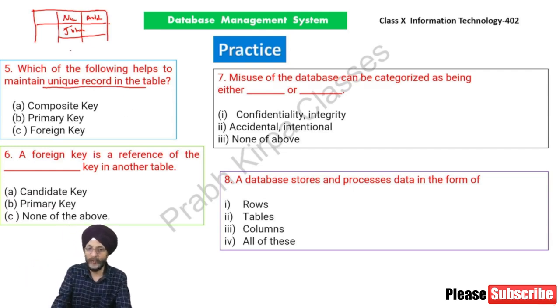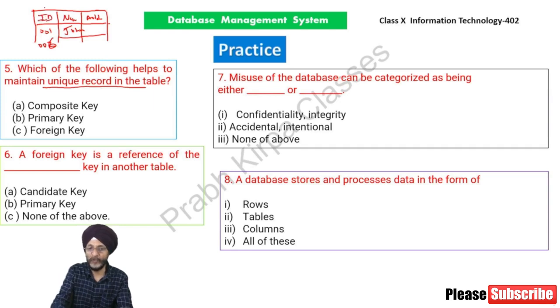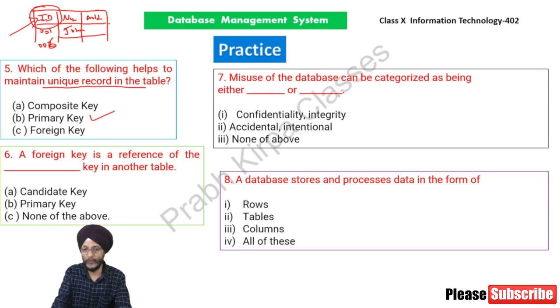So if there are two Johns, they may have different IDs. It may be 001, 002 or 006, anything. So this is the employee or student ID, or registration number. This is the primary key, or it can also be called the key field. So the primary key helps to maintain unique records in the table. So if we want to find any one particular student or employee, it will be easy for us to identify the same on the basis of the primary key.